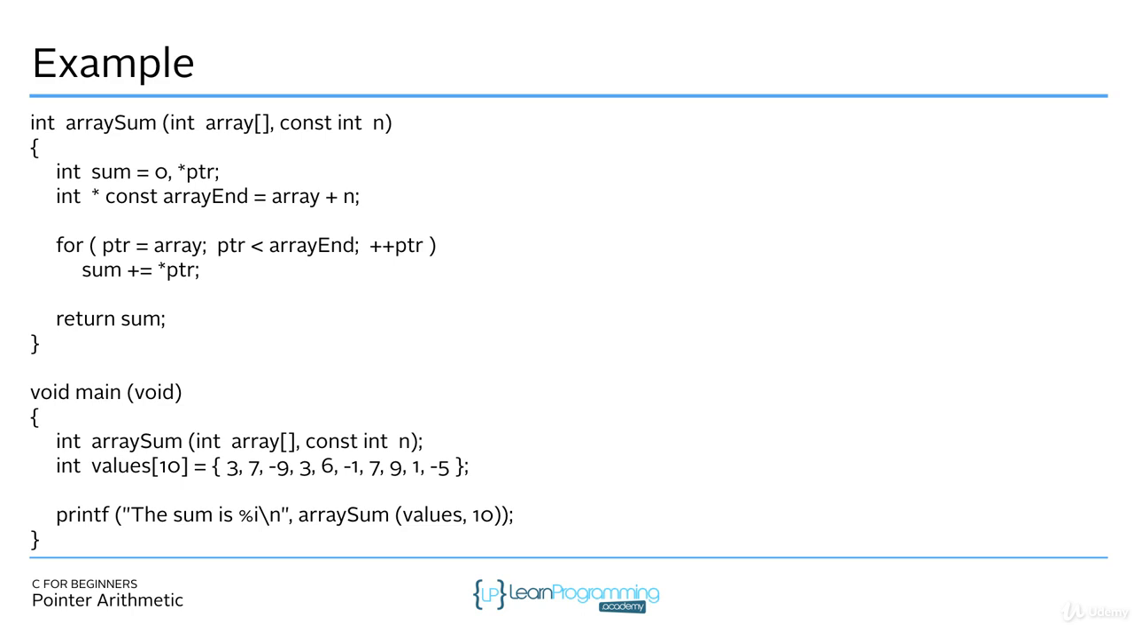You'll notice in the main, we also did a declaration of the function in there as opposed to the top of the file. I usually like to put them at the top of the file. But in the main, we create an array of 10 elements, 3, 7, negative 9, and so forth. We then pass in the array to array sum, and we specify the size as 10. And what you're going to notice is it returns the value, which is the sum of the array.